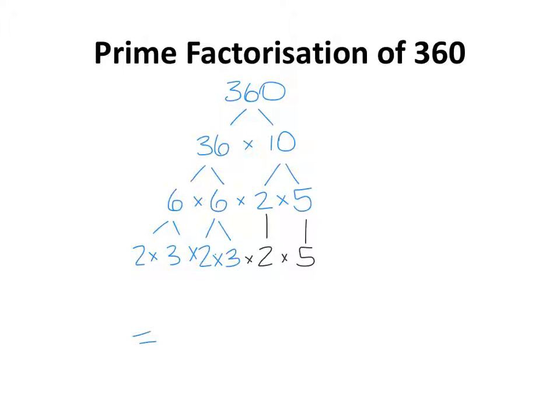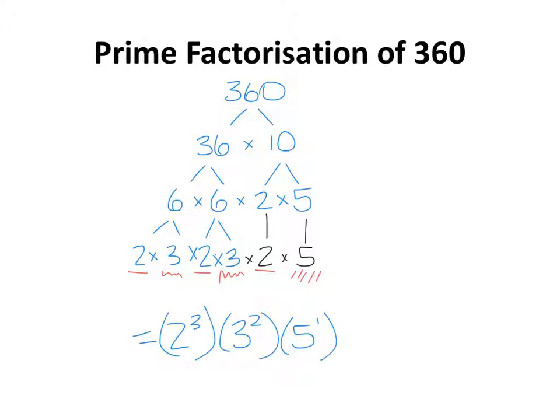Altogether in our factorization we have 1, 2, 3 2's being multiplied together, or 2 cubed. We have 2 sets of 3, or 3 squared, and we have a single 5, plain old 5, or if you like 5 to the power of 1. And here's our prime factorization of 360.